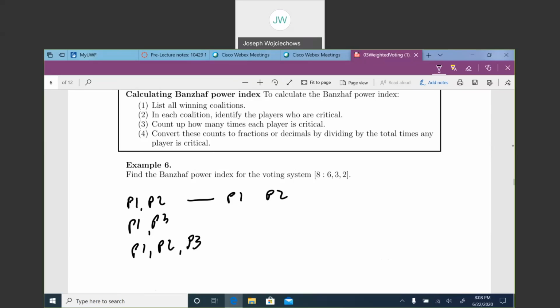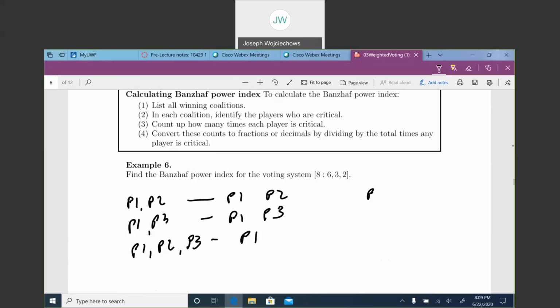It will not pass. If player 2 drops out, we'll only have 6 and it won't pass. Likewise with player 1. Same here, they're both critical. However, here, the only critical player is player 1, because if player 3 drops out, we still have a winning coalition. If player 2 drops out, we still have a winning coalition. Count up how many times each player is critical.